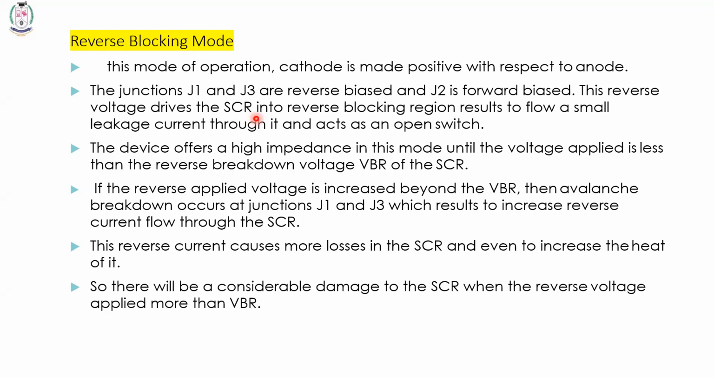Reverse blocking mode means a small leakage current will flow. I told you that while operating switches there are two conditions: turn on and turn off. In forward blocking, the SCR is turned off. In forward conducting mode, the SCR is turned on, and in reverse blocking also the SCR is turned off. Turned off is considered an open switch, with high impedance and only a small leakage current flowing.